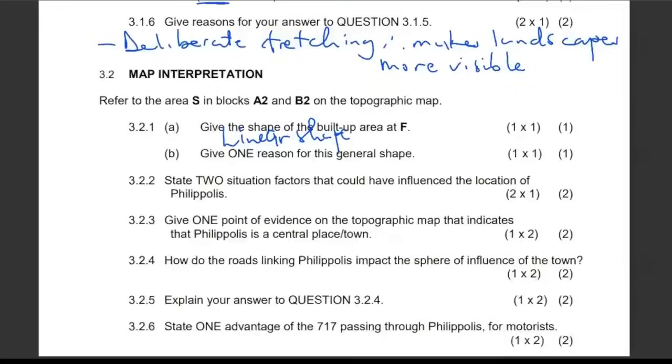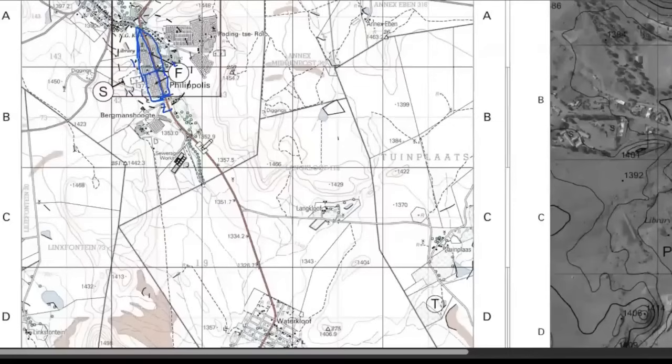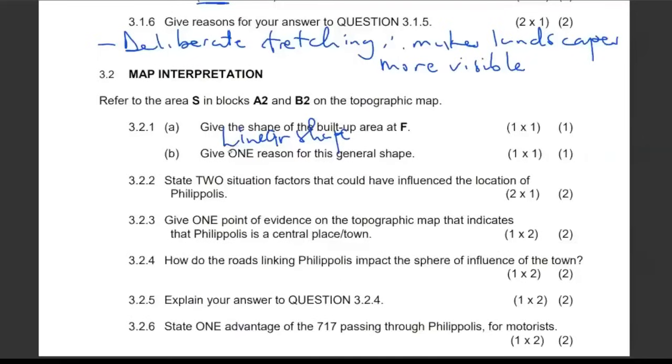And the reason that we can identify there is because of this route here. The buildings, if you check, are located mainly following this route. This one here is getting narrow as we get here, and also here is getting narrow as we get here. But the major reason is that the built-up area is influenced by this road here, which is 717. So the major reason for having a linear settlement in that area is because the shape is influenced by the road.